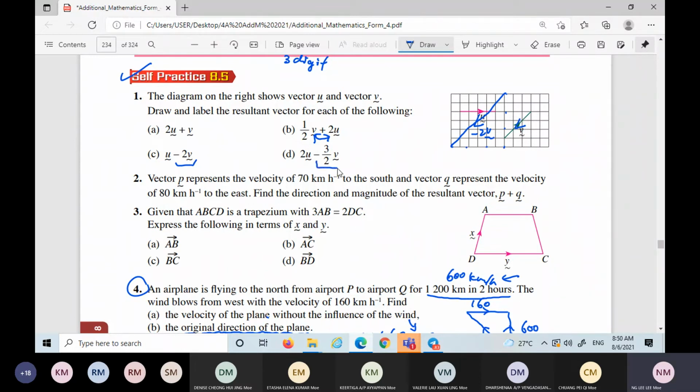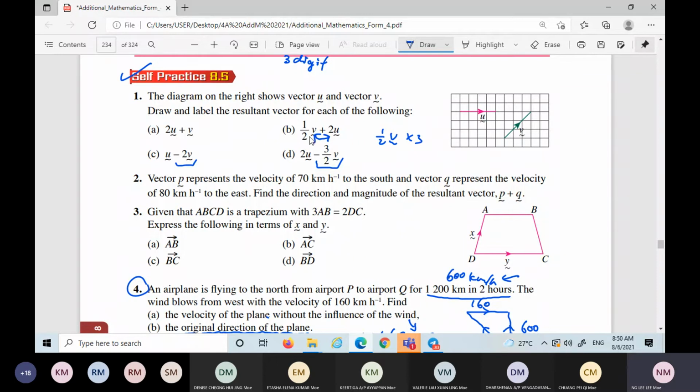What else is difficult? How about this? Negative 3 over 2v. Very high. Just now your half v, we take just now the half v, and then times 3, and then a different opposite direction. So many things to consider.